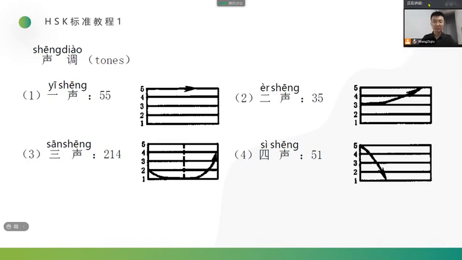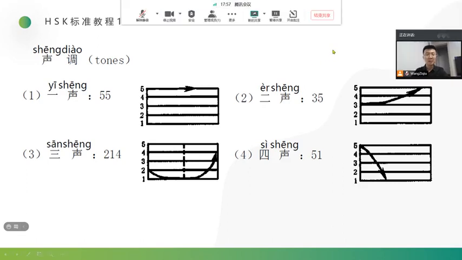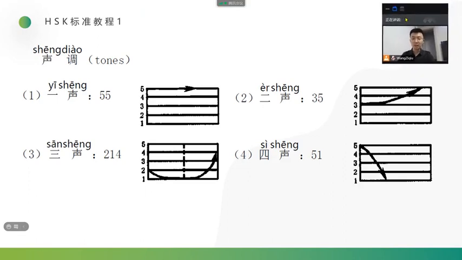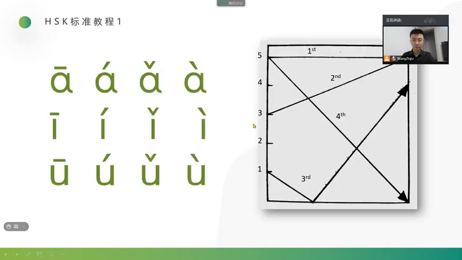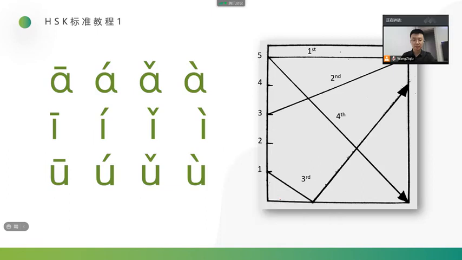Now let's look at the tones. 声调, 声调. Actually, Chinese is a language with 4 different tones. They are 一声, first tone, 二声, second tone, 三声, third tone, and 四声, fourth tone. Now I will read them one by one. We use these 4 different marks to tell us they are different tones. This is 一声.